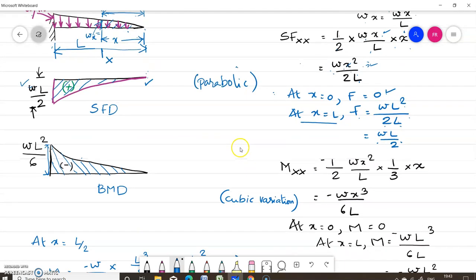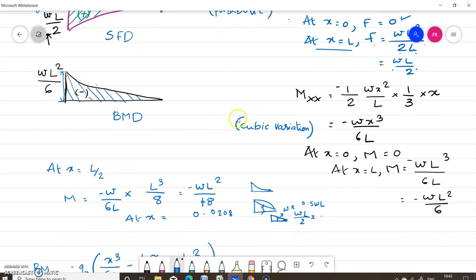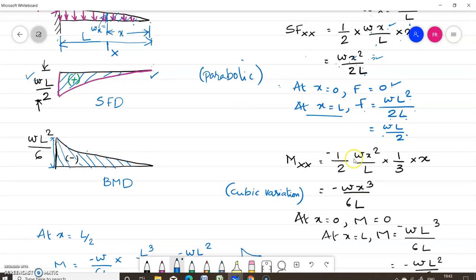In order to draw the bending moment diagram, we have to find out the bending moment at the section XX. So what is the bending moment at the section XX? You know what this ordinate is now. This ordinate at the section is w x square by L. So the area of this small triangle is half into w x square by L, and it will be acting at the centroid. The centroid of this small triangle will be at a distance of 1/3 of x from the section line. So you will get the equation for bending moment as minus w x cube by 6L.